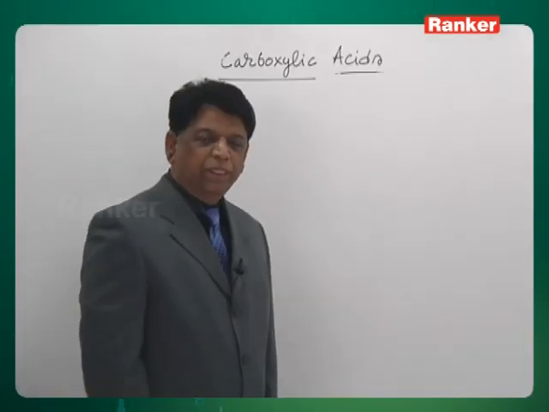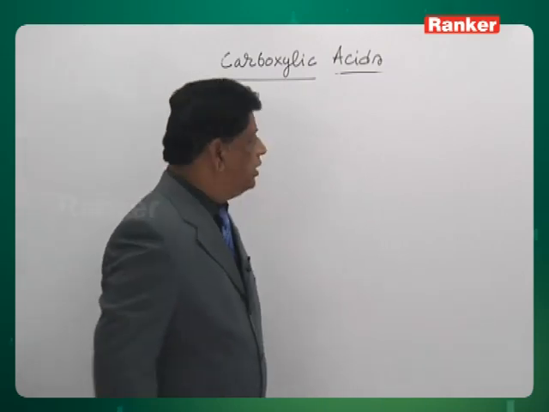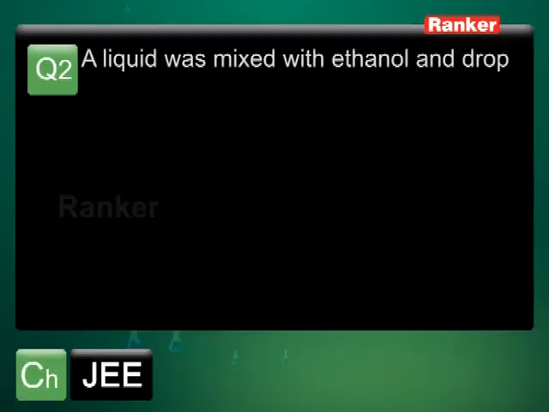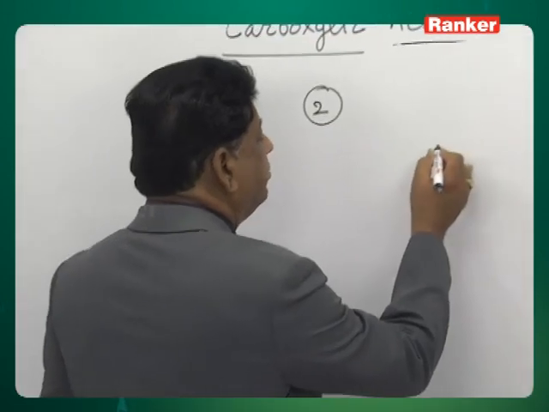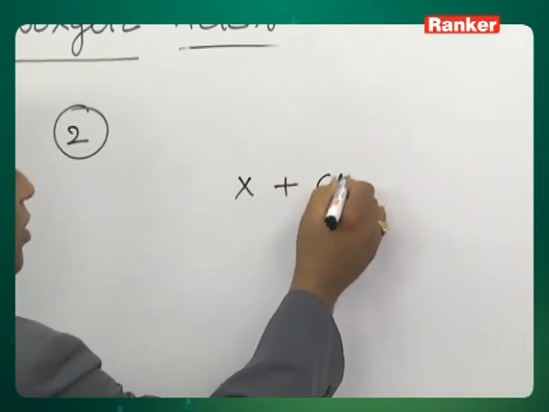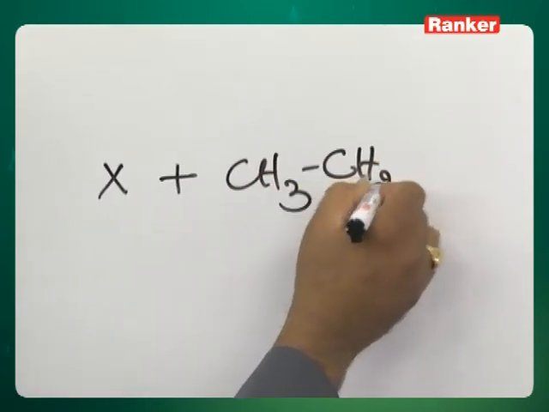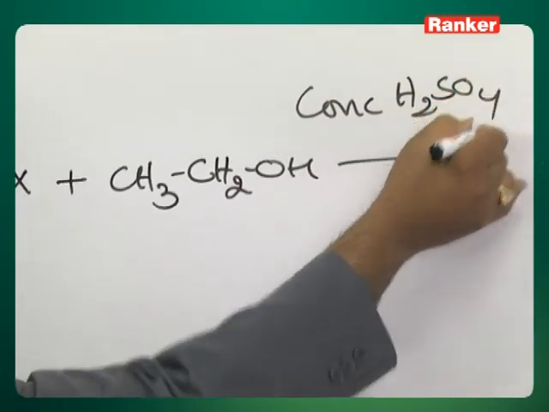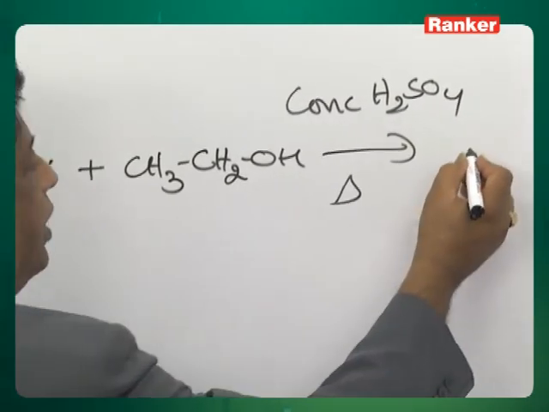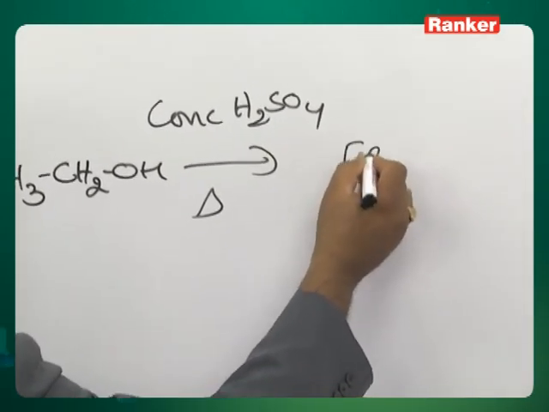Let's go to question number 2, a descriptive question. Question number 2 appeared in 2009. A liquid was mixed with ethanol and a drop of concentrated sulfuric acid added, and a compound with a fruity smell was formed. The liquid is? So he has taken ethyl alcohol, and some compound X he has added to the ethyl alcohol in the presence of concentrated sulfuric acid. H2SO4 is the catalyst he is using, and then he got a compound which has a fruity odor.